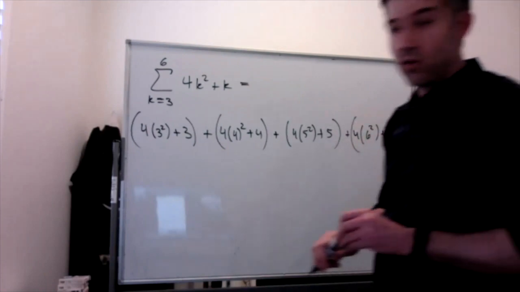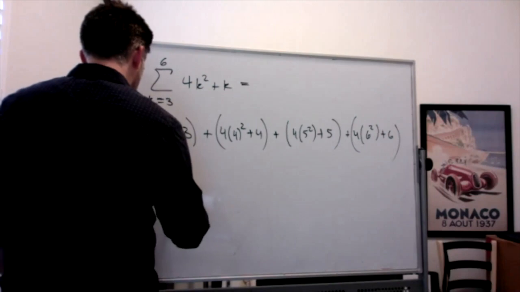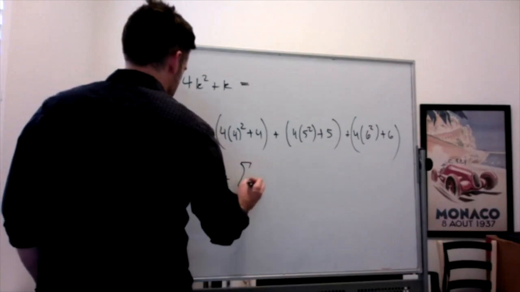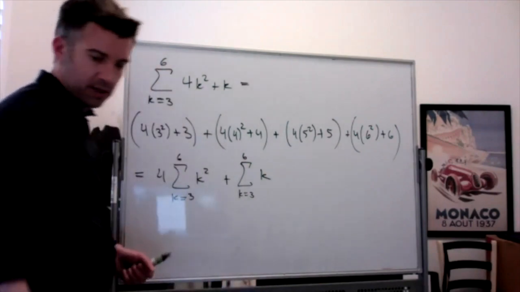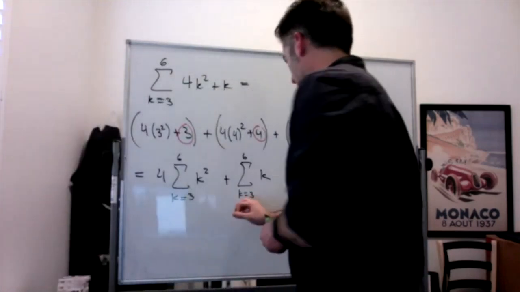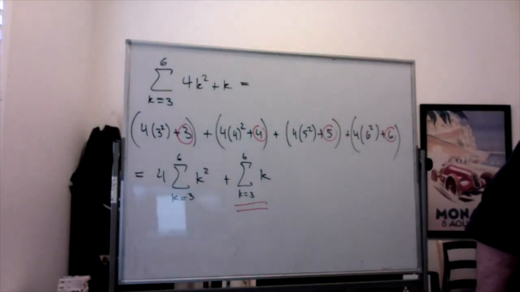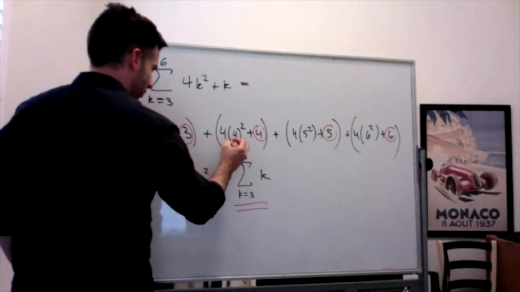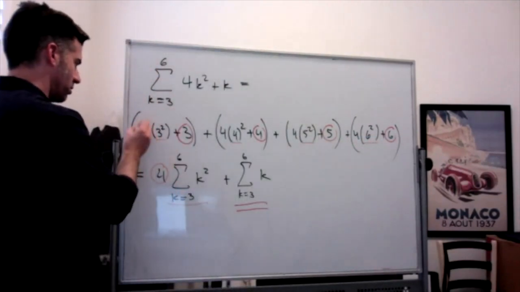And again, I totally could have broken this up as 4 times the sum from k equals 3 to 6 of k squared plus the sum from k equals 3 to 6 of just k. Right? Here's my 3 plus 4 plus 5 plus 6. That's this. And here's my 3 squared plus 4 squared plus 5 squared plus 6 squared, which is this, all times 4.